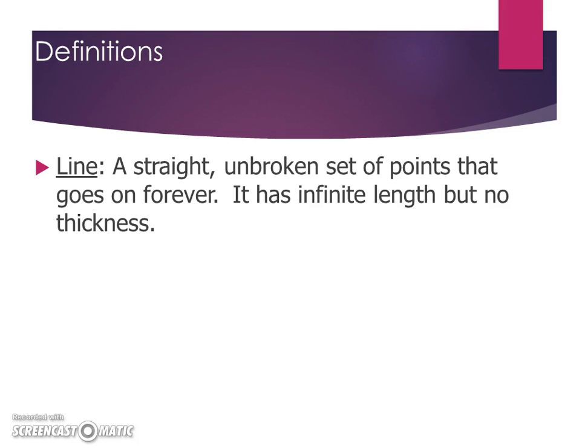Our next definition is a line, which is a straight, unbroken set of points that goes on forever. Keyword forever. It has infinite length, but no thickness. Right, so here our arrowheads denote the fact that it goes on forever. And to name a line, you always take 2 points and draw a line symbol above it. So this is line AB. Notice the arrowheads on both sides. Or BA, it doesn't matter the order.